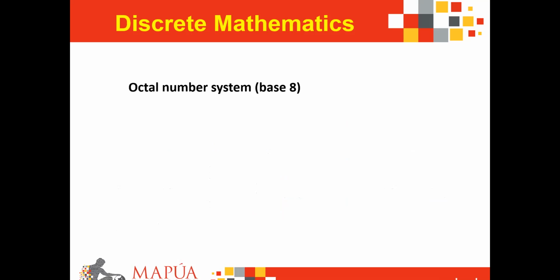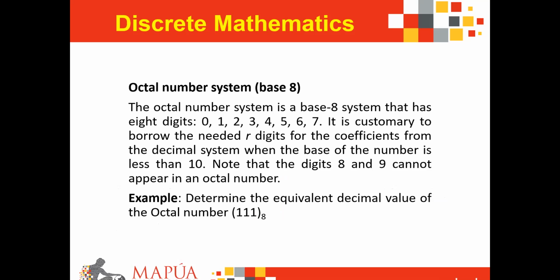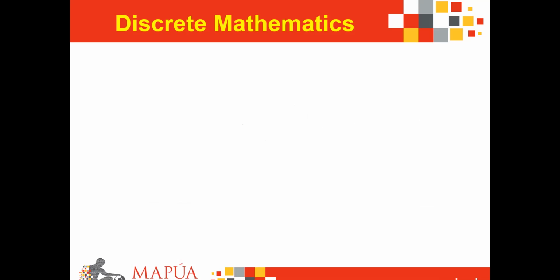The octal number system, or base 8, has 8 unique characters, starting from 0 all the way to 7. It is customary to borrow the needed digits for the coefficients from your decimal system when the base of the number is less than 10. Note that the digits 8 and 9 cannot appear in your octal number system. So if you're given an octal number 111 base 8, the equivalent decimal value would be 1 times 8 raised to 2 plus 1 times 8 raised to 1 plus 1 times 8 raised to 0, which gives us a total summation of 73.